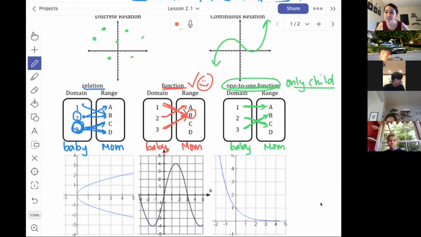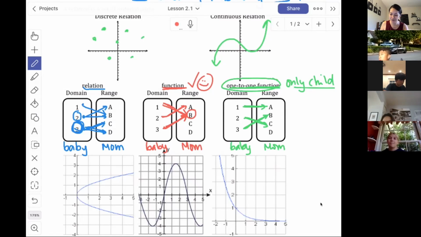Actually, you know what? I will offer you extra credit if you can come up with your own analogy for a function and a one-to-one. Email me the analogy and an explanation of when it's a function versus a one-to-one, like I just showed you. If you can give that to me by the end of today, I will give you extra credit. So there's your first extra credit opportunity.